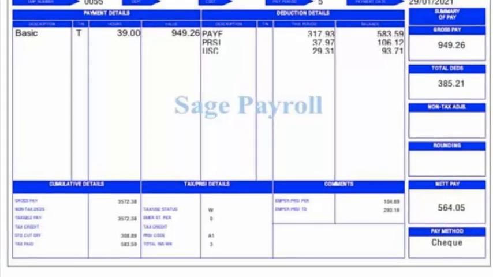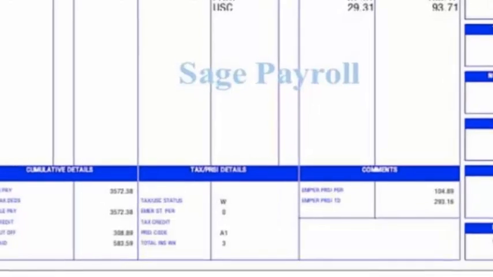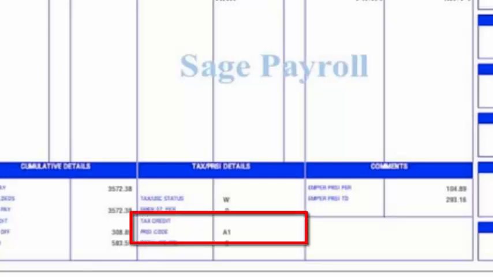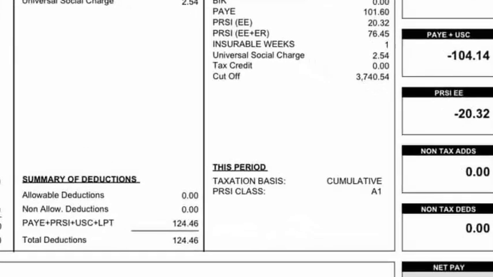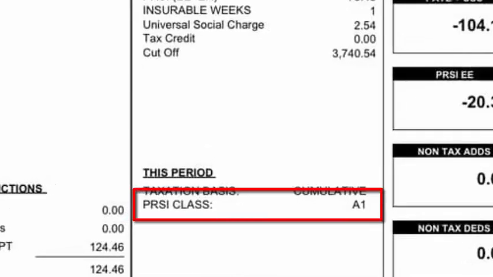PRSI class. PRSI contributions are divided into different categories, known as PRSI classes. There are 11 different PRSI classes. This determines the rate of PRSI, or rate of contribution, employees are liable to pay. The class and rate of contribution paid is determined by the nature of the employment and weekly earnings. For example, a person employed in a supermarket earning less than €38 per week will be insured under Class J. If that person earned over €38, they would probably be insured under Class A.